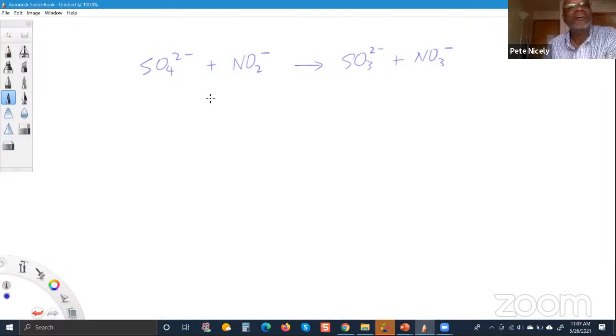Exactly. So the half equation would be SO4 2- to SO3 2-, and the other half equation would be NO2- to NO3-. Okay, very good. What would be the next step?